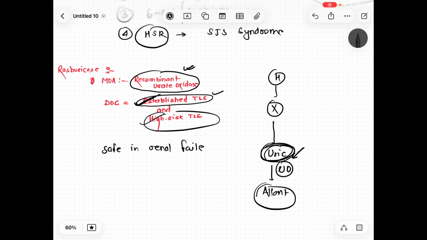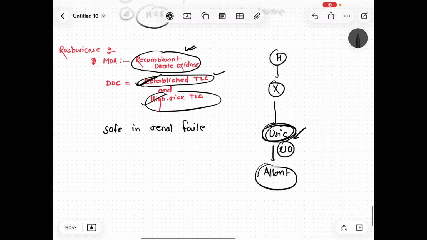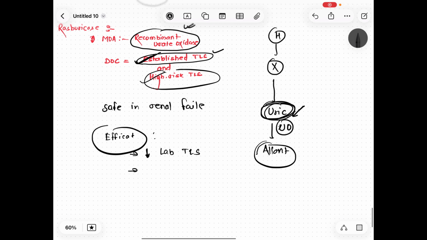So it is especially preferred in cardiac and renal impairment, when the TLS is associated with cardiac and renal impairment. So what about the efficacy? Efficacy: it significantly reduces the lab TLS. Impact on the clinical TLS is unclear in case of rasburicase.